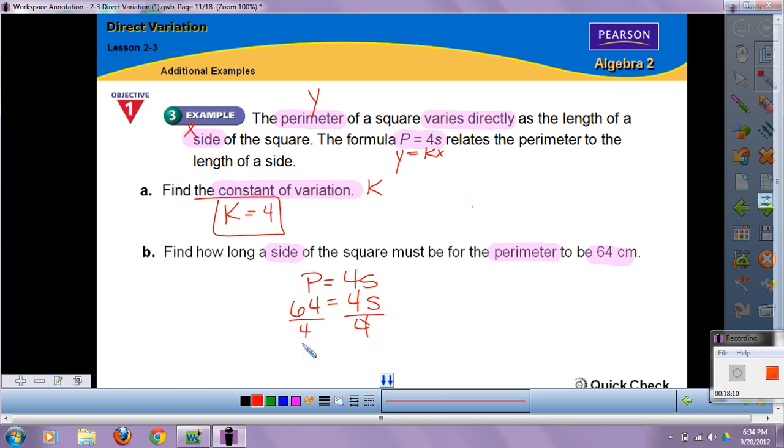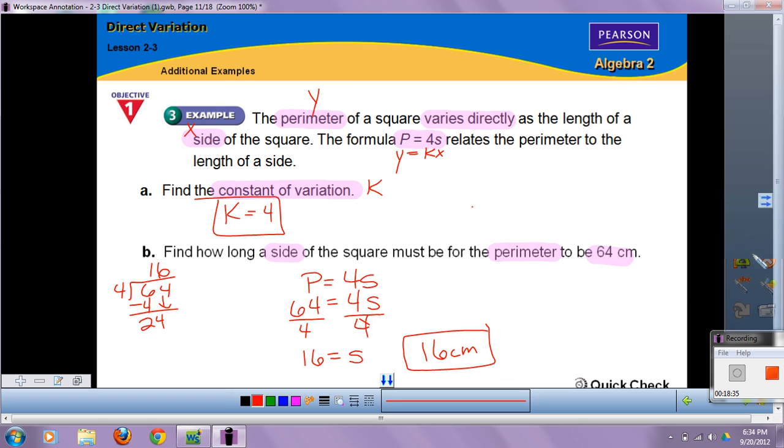And 64 divided by 4: 4 goes into 6 one time. 4 times 1 is 4. Bring down your 2, bring down your 4. 4 goes into 24 6 times evenly. So 64 divided by 4 is 16, and that's the length of your side. So the length of your side is 16 centimeters. That's your answer.